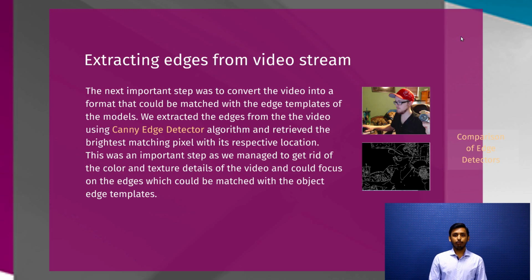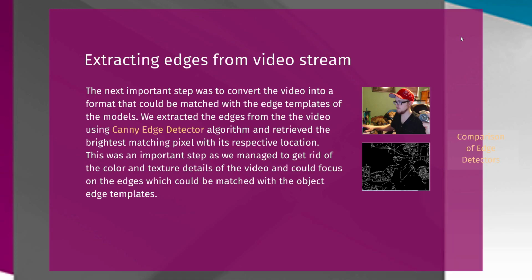The next important step was to convert the video into such a format so that we could match it with the edge templates of the models we retrieved. What we used was the Canny edge detector algorithm of OpenCV, which extracted the edges from the video frame and allowed us to just focus on the edges and get rid of all the color and texture details of the video. This allowed us to just match the edge templates of the video with the edge templates of the object, thus helping us to increase our efficiency multifold.